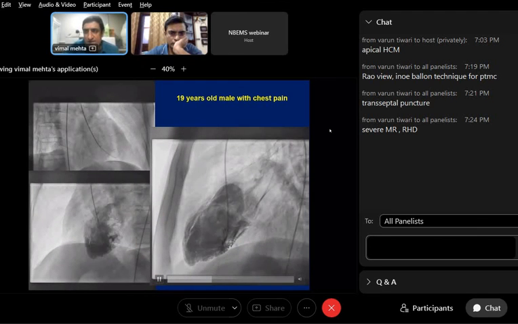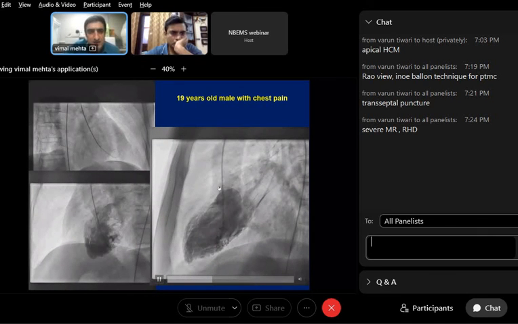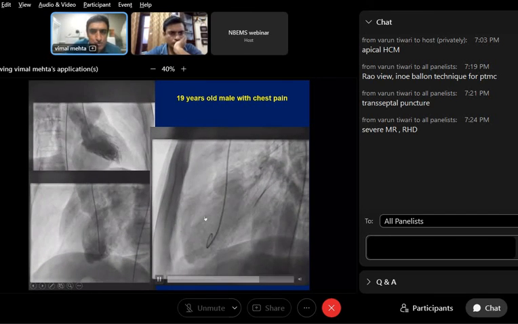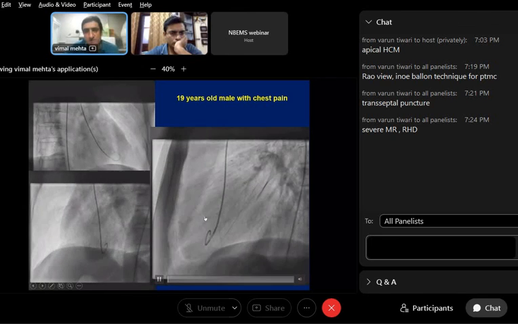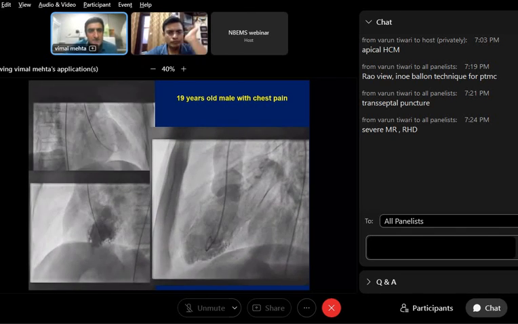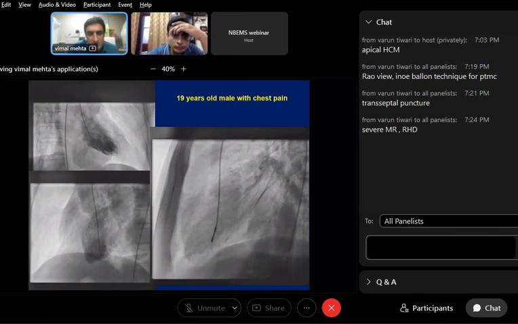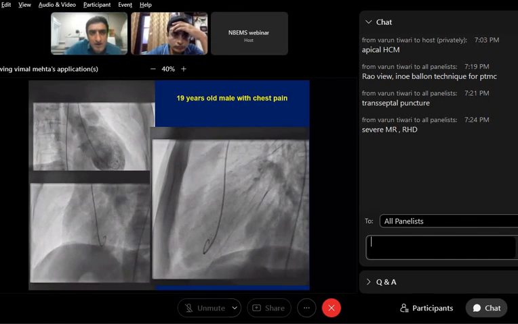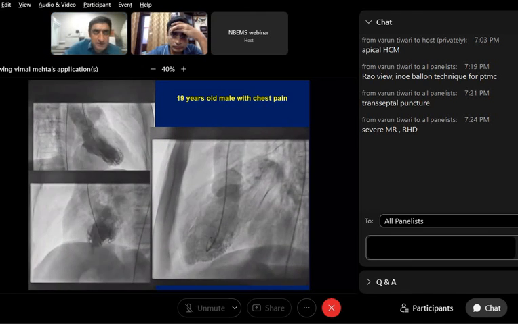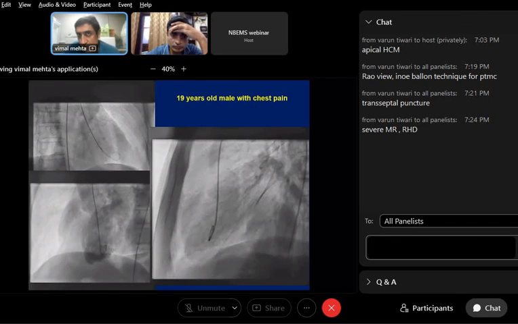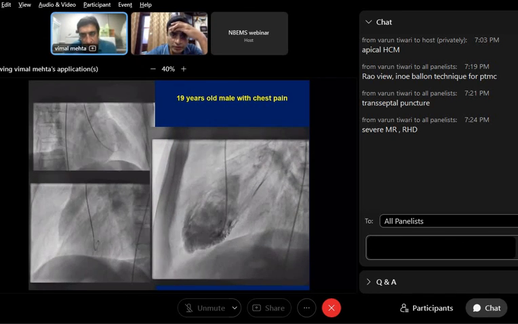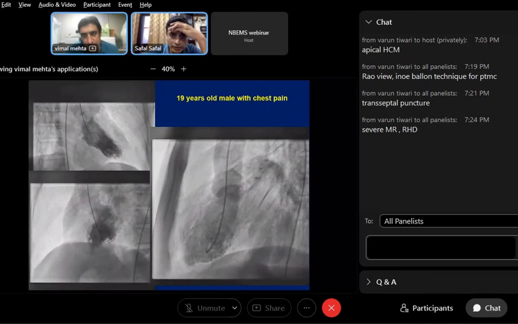In myxomatous, you have elongated, not that much thickened leaflets. Somebody is commenting on the previous one. So this was purely, the previous one was purely 100% rheumatic, and they'll be thin. And they'll be flail. Flail means the leaflet tip is going. Dr. Safal, I think, showed you one of those cases. I am not sure. Look at all the views. All three views are here for you.